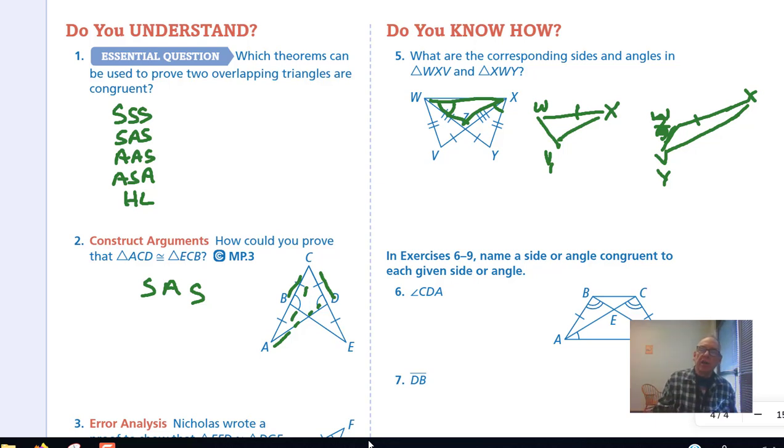By side, side, side, these two angles are congruent, which means that the corresponding parts, V and Y, also have to be congruent. So we got V and Y also congruent. That gives us an angle and a side part of the pattern.